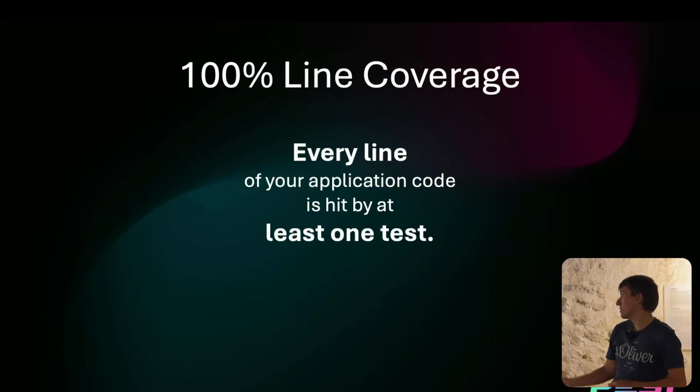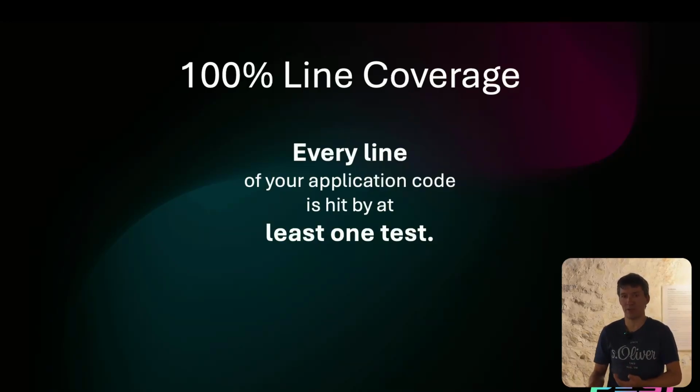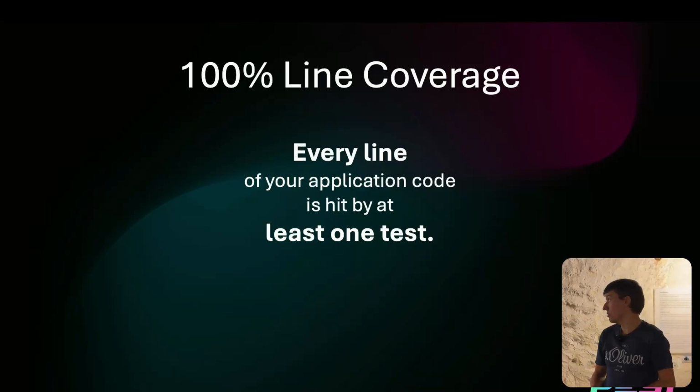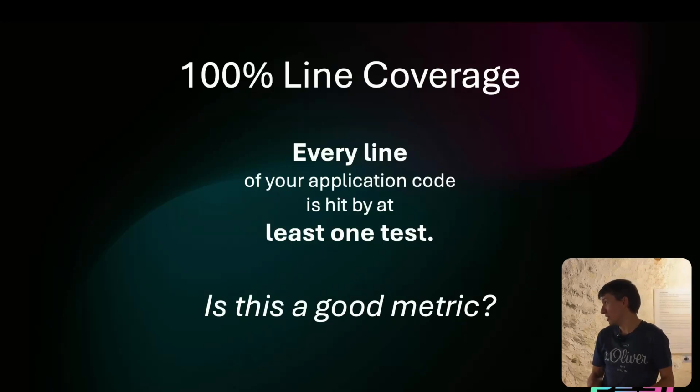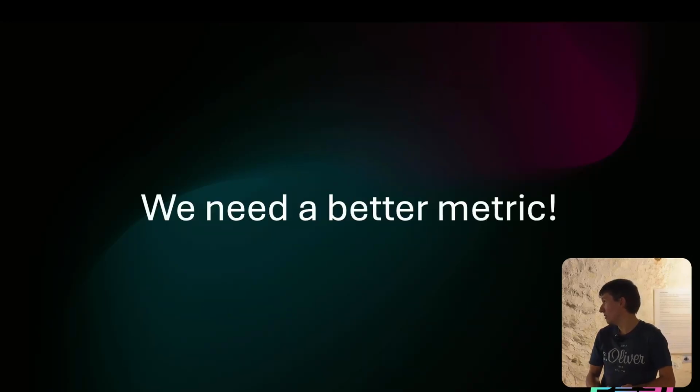So what does this line coverage mean? What does this 100% mean? It means that we have 100% line coverage. Every line of our application is hit by at least one of the tests. And this is exactly what has happened. So when we skipped one of the tests, we still have 100% line coverage. So is this a good metric? I would say no, it's not a good metric.